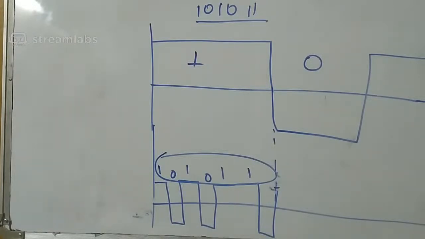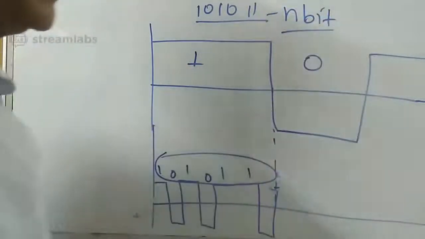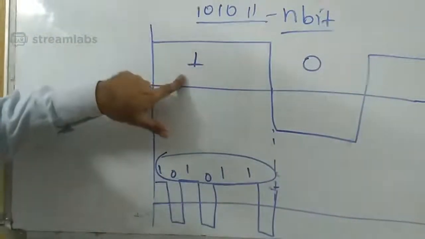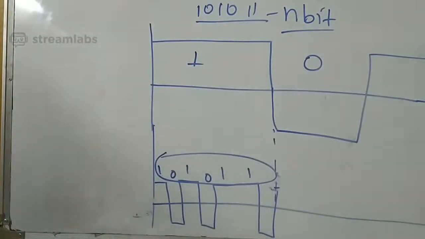What we are doing here is replacing your data bit with an n bit code. In general it is an n bit code. You are replacing your 1 bit by n bits. This n bit code we normally refer to as chip code, or simply chips.